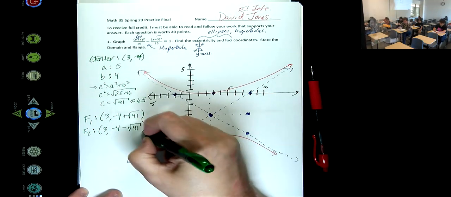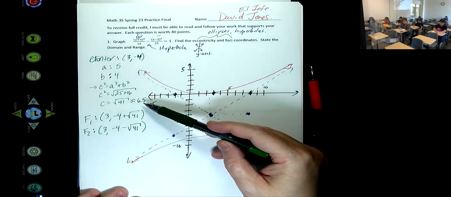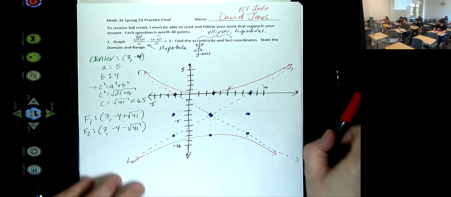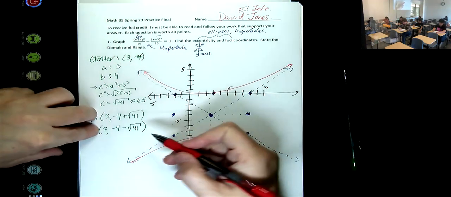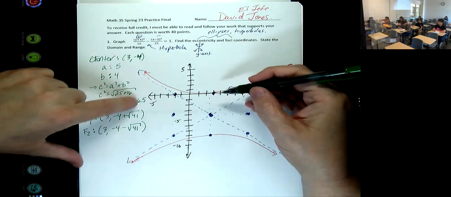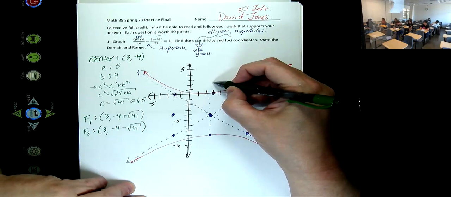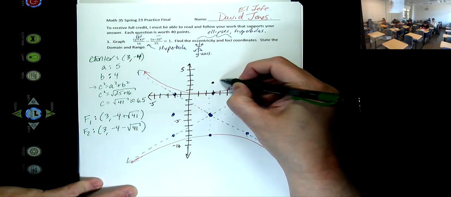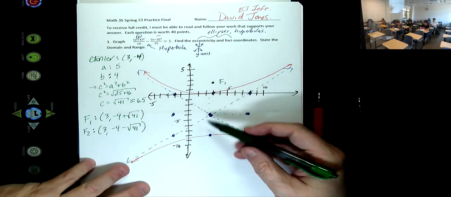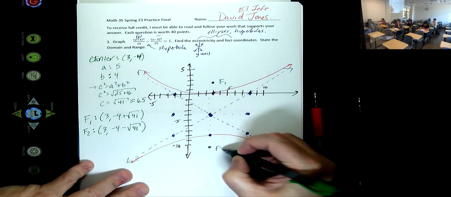Those are the foci. When you want to put them on the graph, you can approximate with 6.5, but you want to have the exact value for the foci coordinates. To plot them, that was about 6.5, so -4 plus 6.5 is about 2.5. That would be my F1. And -4 minus 6.5 is about -10.5, which is down here. That would be my F2.